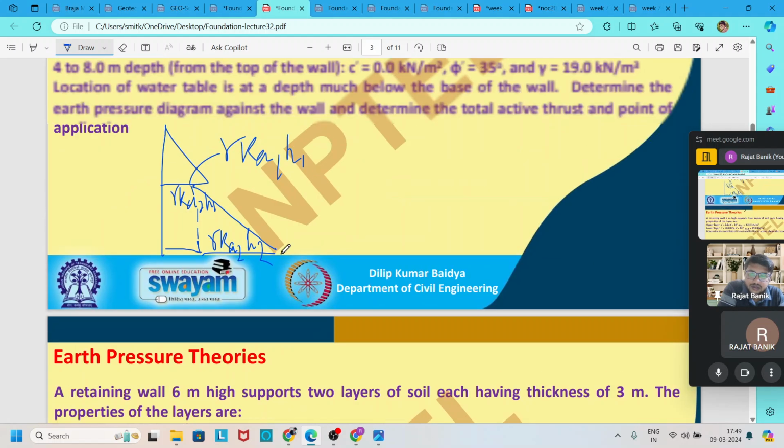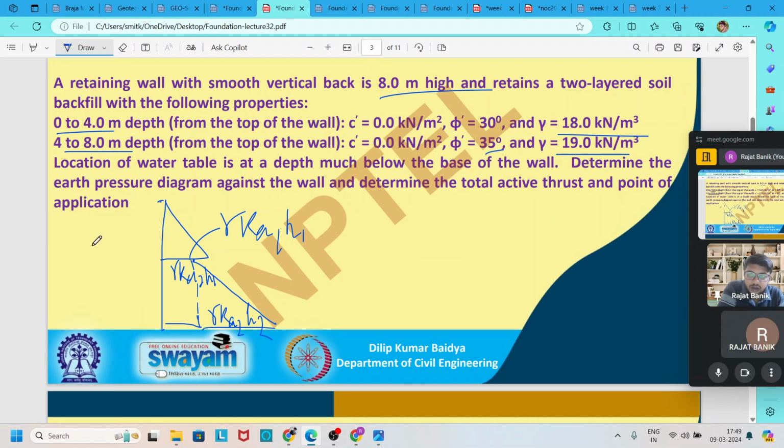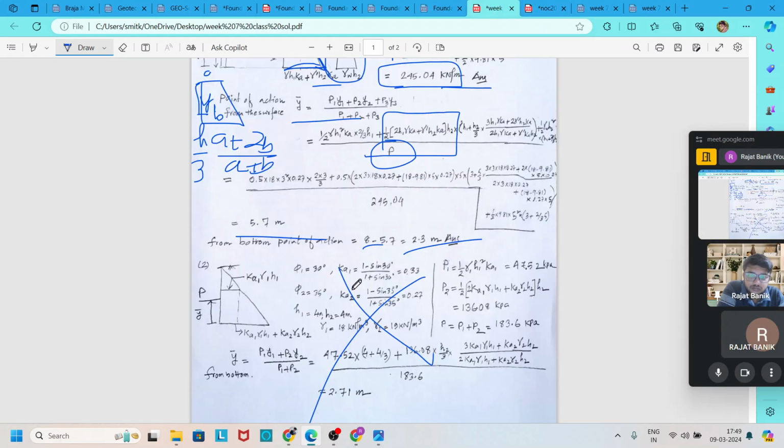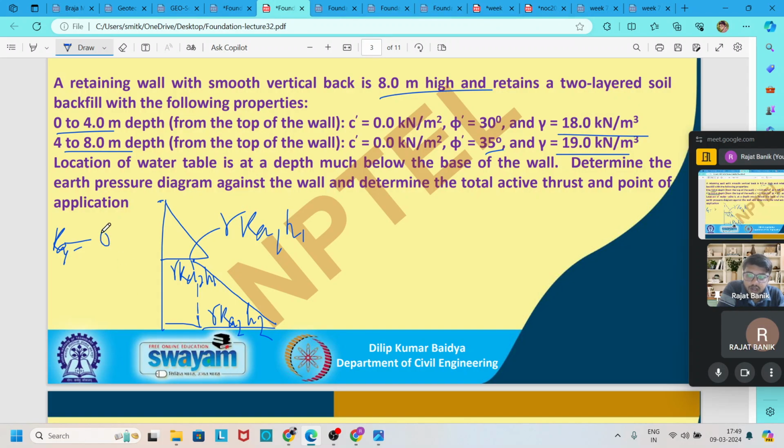So to solve this, find out first each layer's K1, K2. The first layer K1 for 30 degree is 0.33, for 35 degree 0.27. So 0.33 is the first K and the second one is 0.27. Now it is area 1, area 2, area 3.